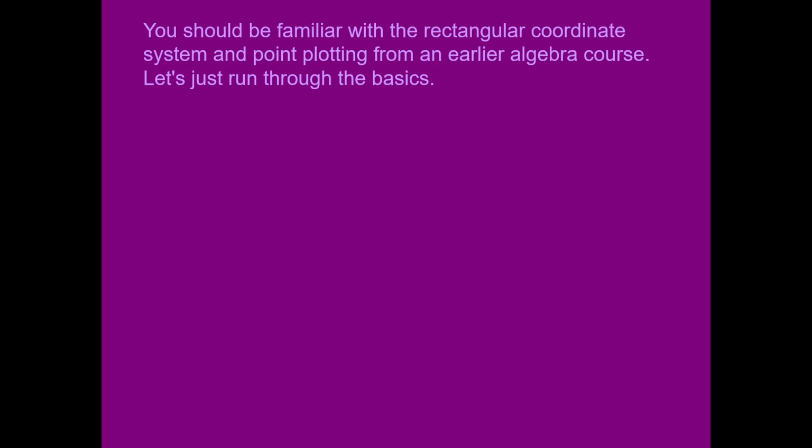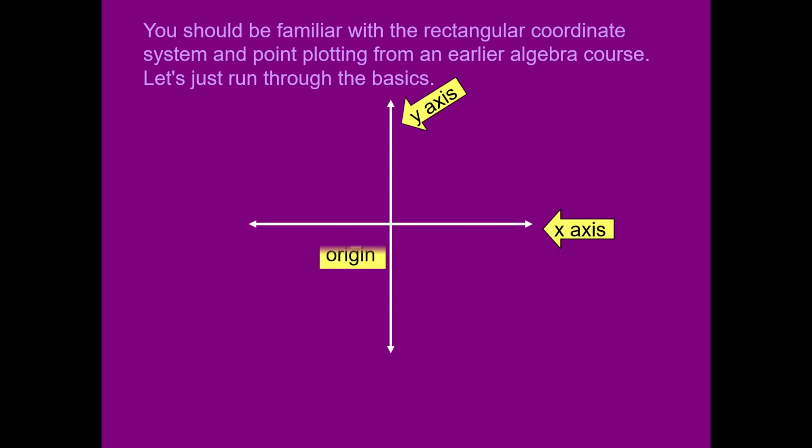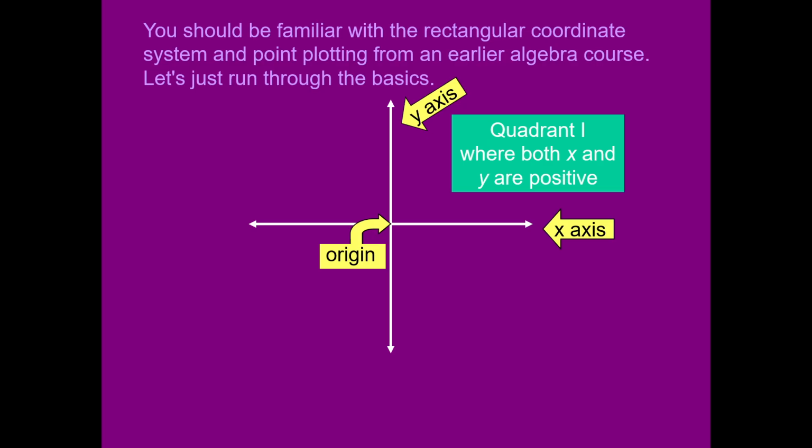You should be familiar with the rectangular coordinate system and point plotting from an earlier algebra course. Let's just run through the basics. We have an x-axis, the y-axis, and where they intersect is called the origin. This Cartesian coordinate system divides a plane into 4 distinct regions called quadrants.